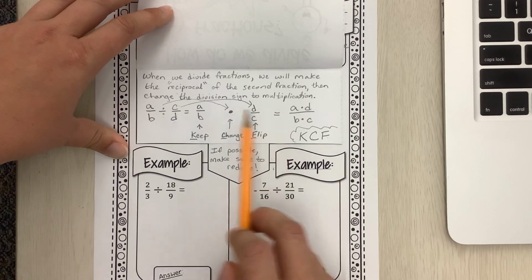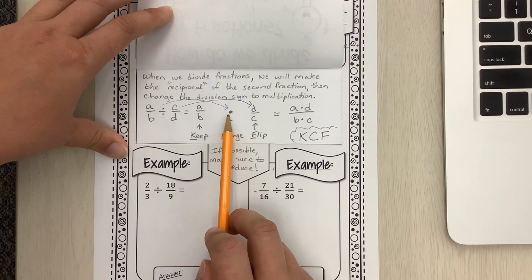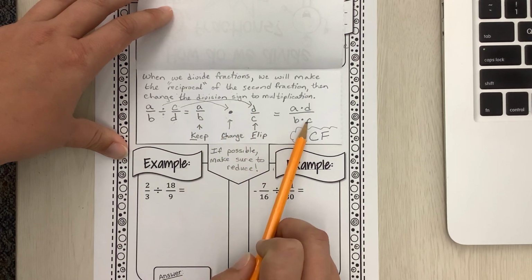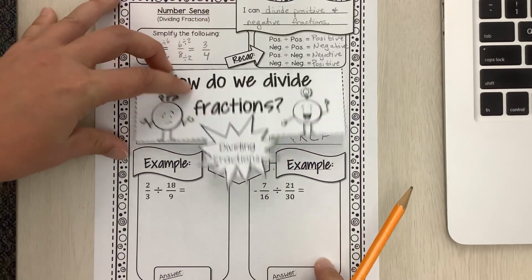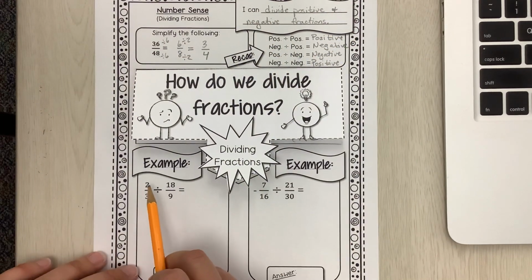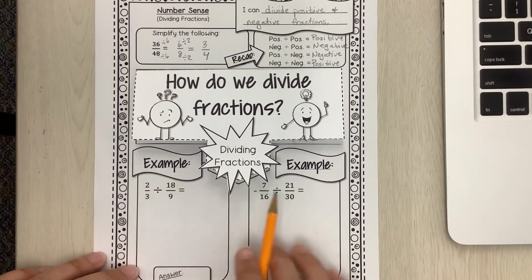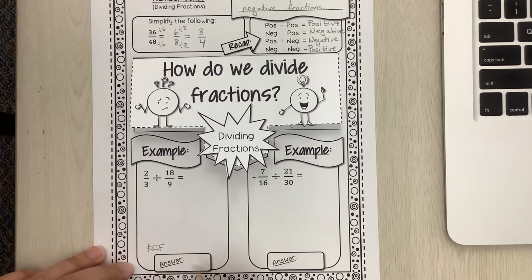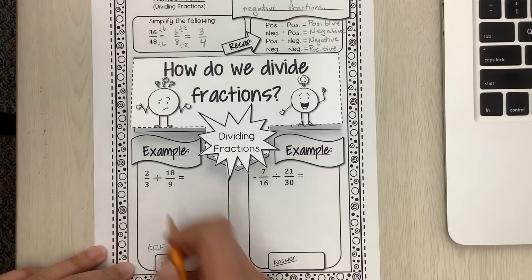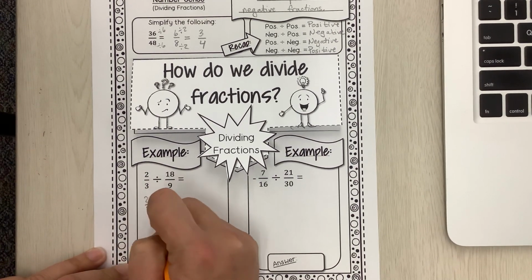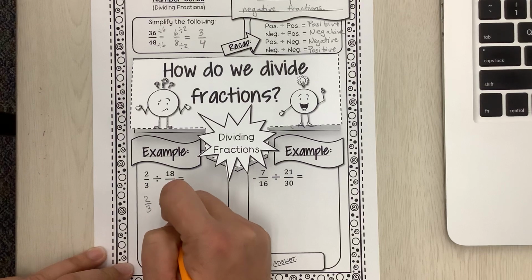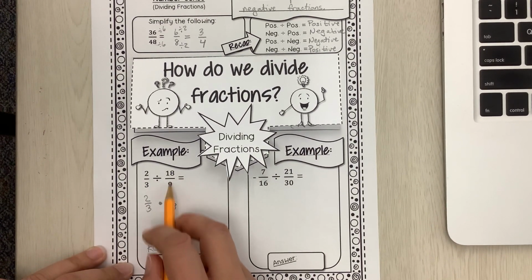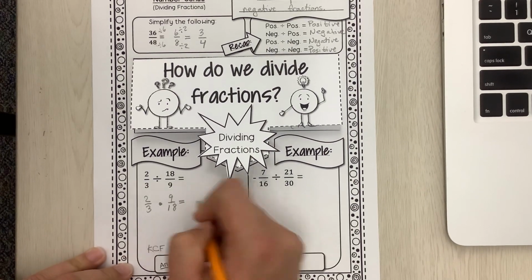Okay, and then what happens is now you've got a multiplication problem, and those are easy for us to figure out. A times D, B times C. So let's try an example. All right, so 2/3 divided by 18/9. Again, we're going to do our KCF. Keep, change, flip. Now I can multiply them.